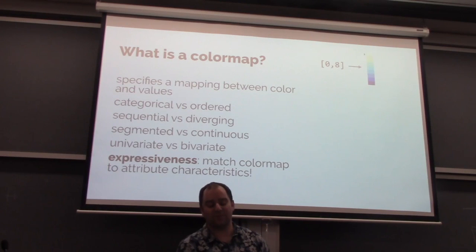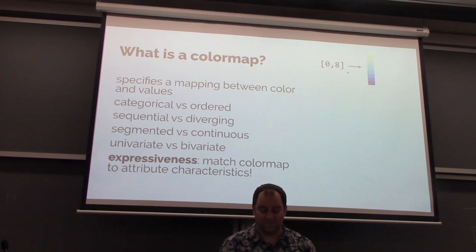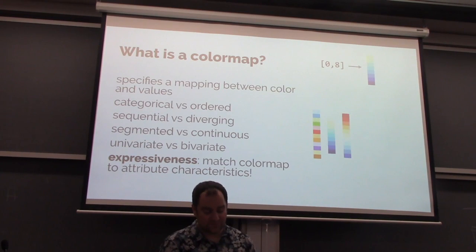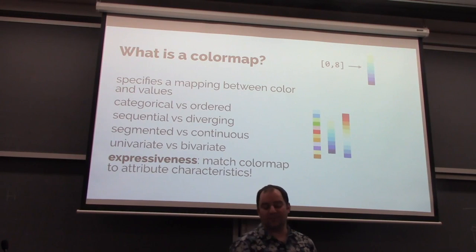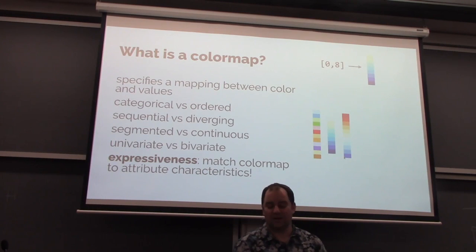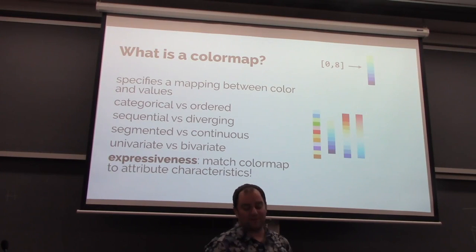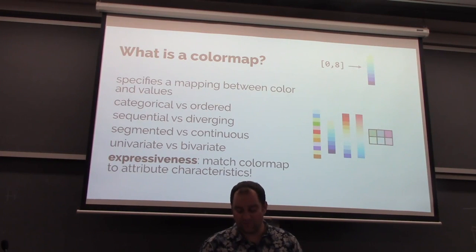to 8. But we can't see every shade here. We only see the integers basically. This would be a categorical color map. We can't really order between those colors. And I'll be coming back to this. Here's another sequential color map. This is a divergent color map. So here we have a neutral point in the middle, and then higher values up here, and lower values down here. This would be a continuous version of that same color map. Or here is a categorical color map again.